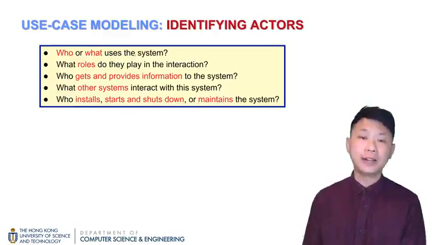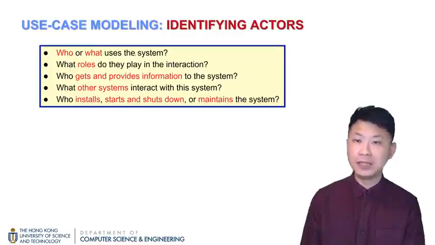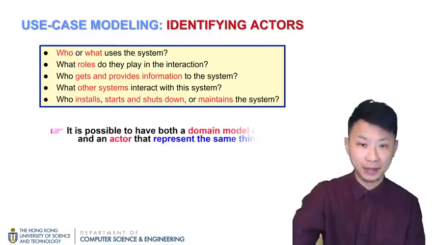So how do we identify actors? These are some of the questions that you can ask yourself before identifying actors. You can think about who or what is going to use the system, what roles they play in the interaction, who gets and provides information to the system, what other systems interact with this system, who installs, starts, shuts down or maintains the system, etc.